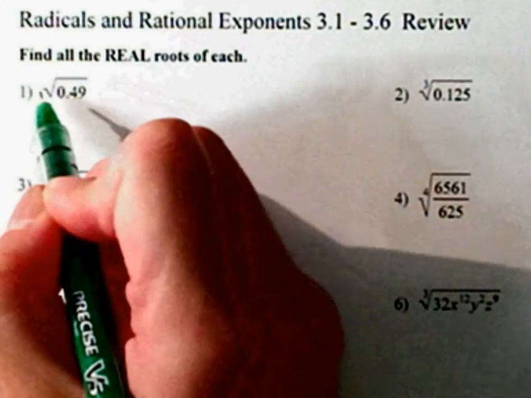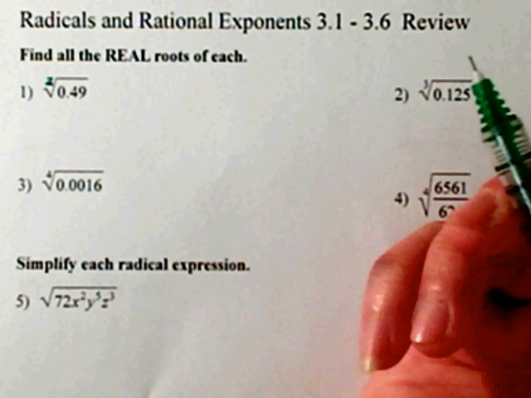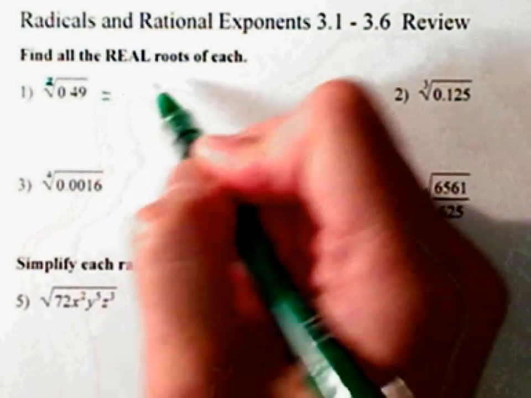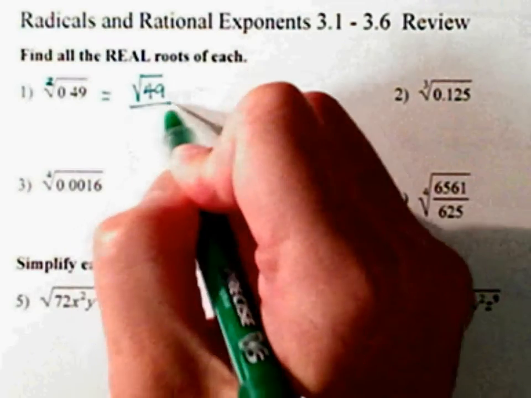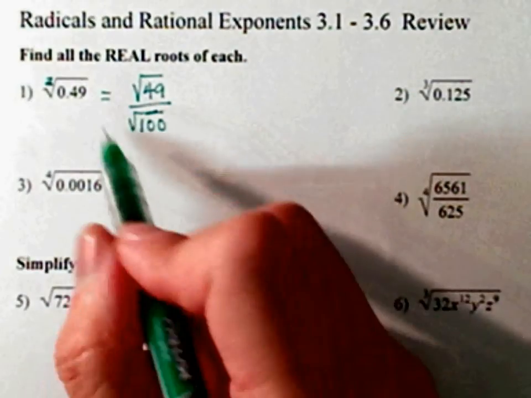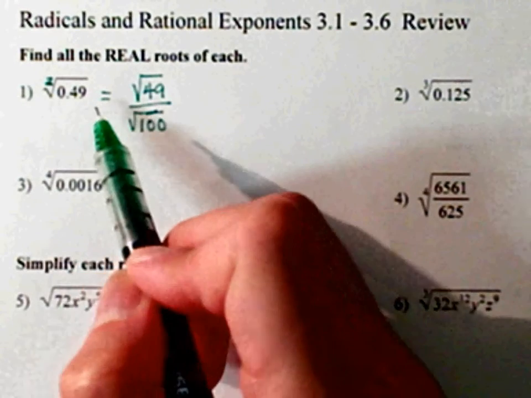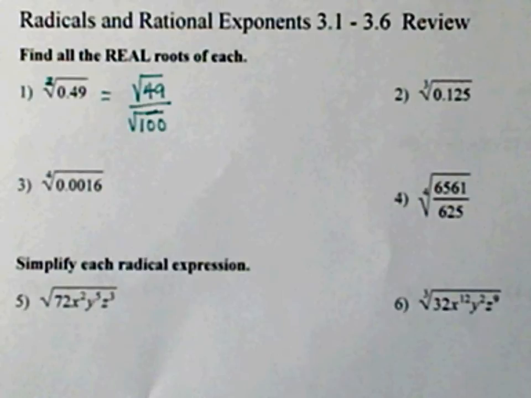On number 1, if you notice, this is a square root. If it's not written, it's understood to be a square. So I'm going to rewrite this as the square root of 49 over the square root of 100. And the reason it is 100 is this is 2 decimal places. If it's 3, it would have been 1,000.